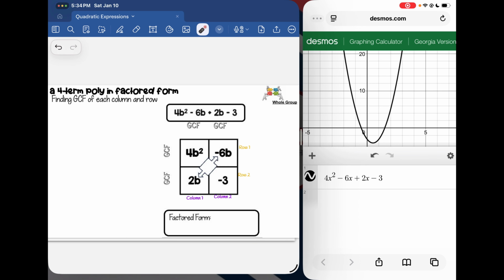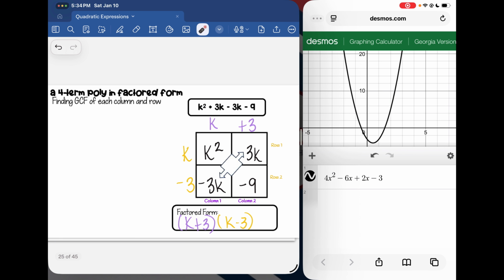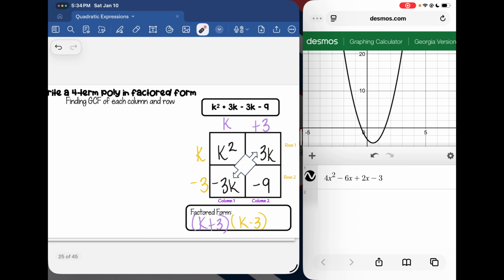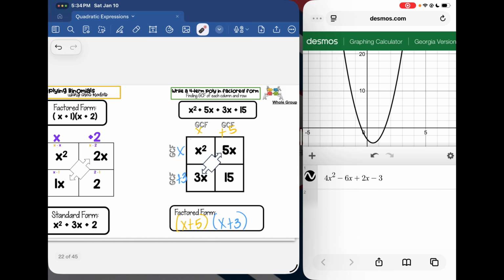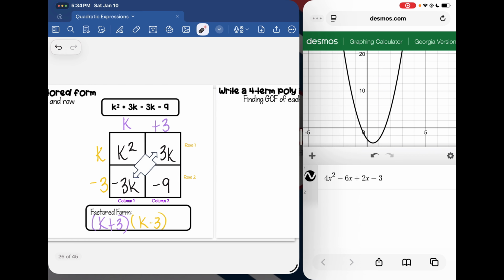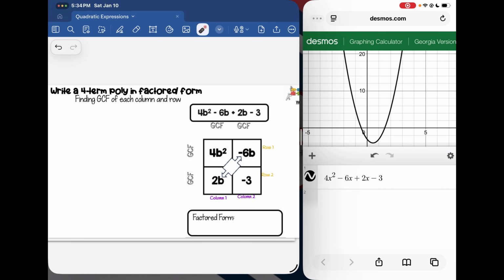We are still writing a 4-term polynomial in factored form as 2 parentheses. The only difference is now my quadratic term has a coefficient. When we look at all of our other quadratic terms, they all had a coefficient of 1, aka they did not have a number in front of the variable, so it was fairly easy. It's still going to be a little bit easy. We just have to take a couple of extra steps. So I have already written my 4 terms inside of my area model.